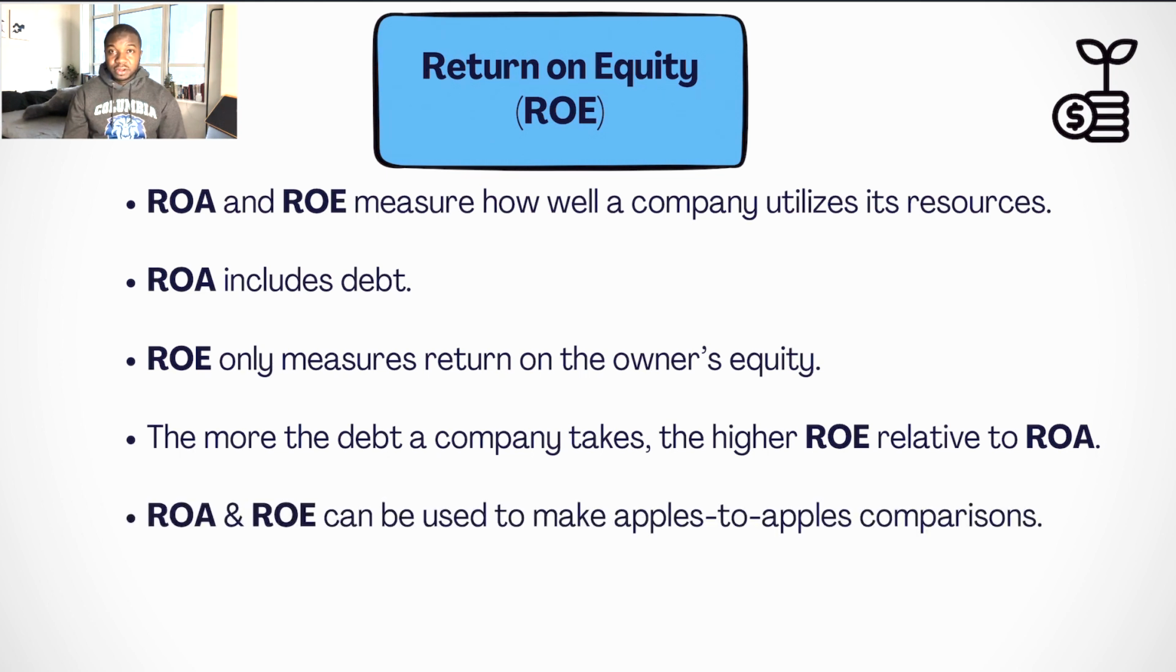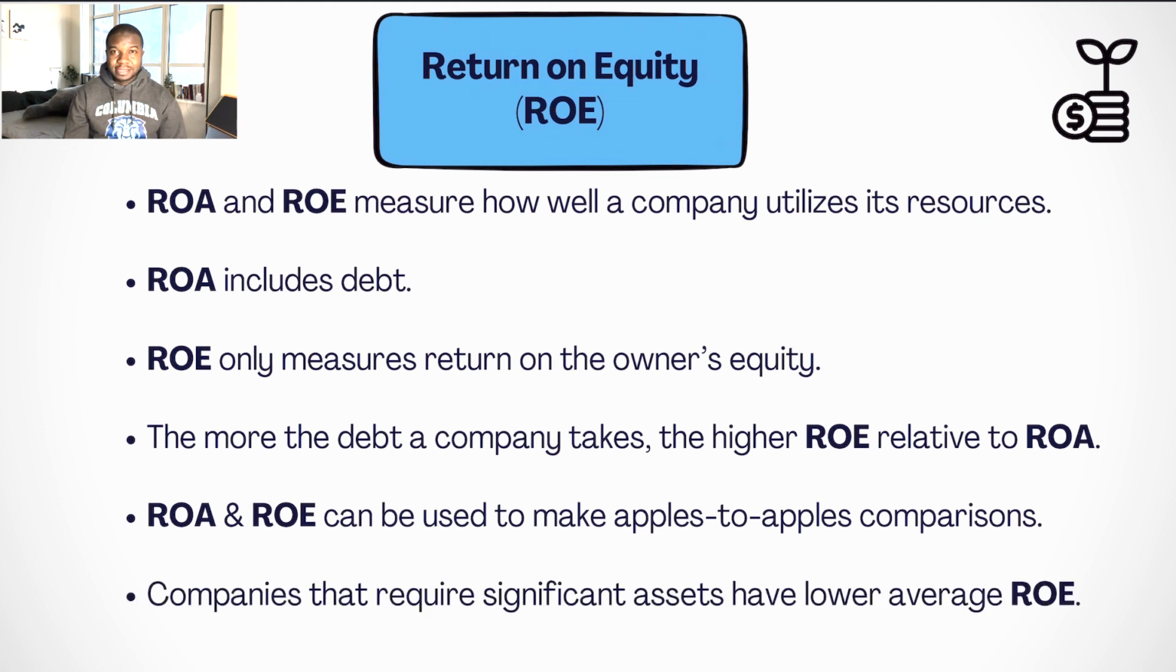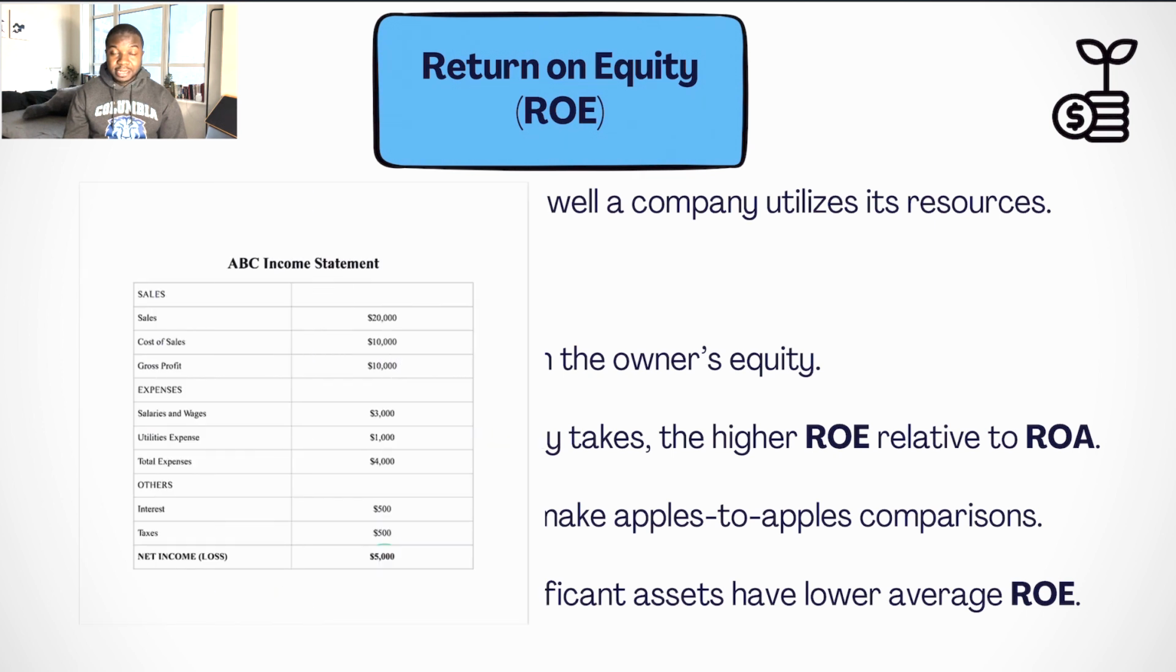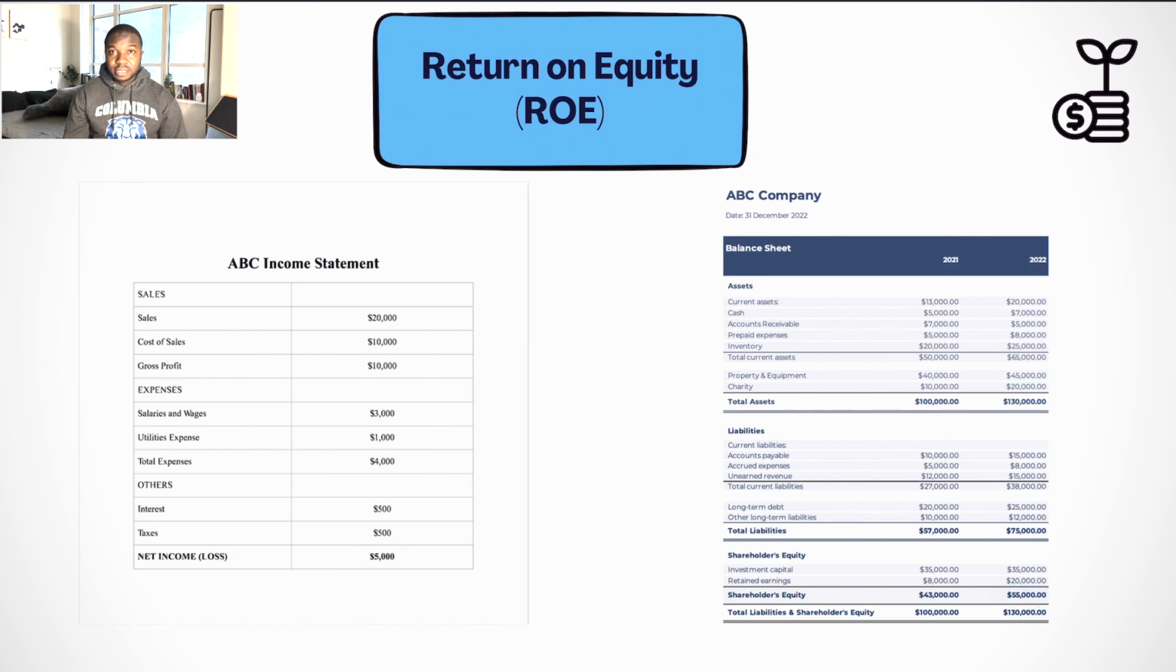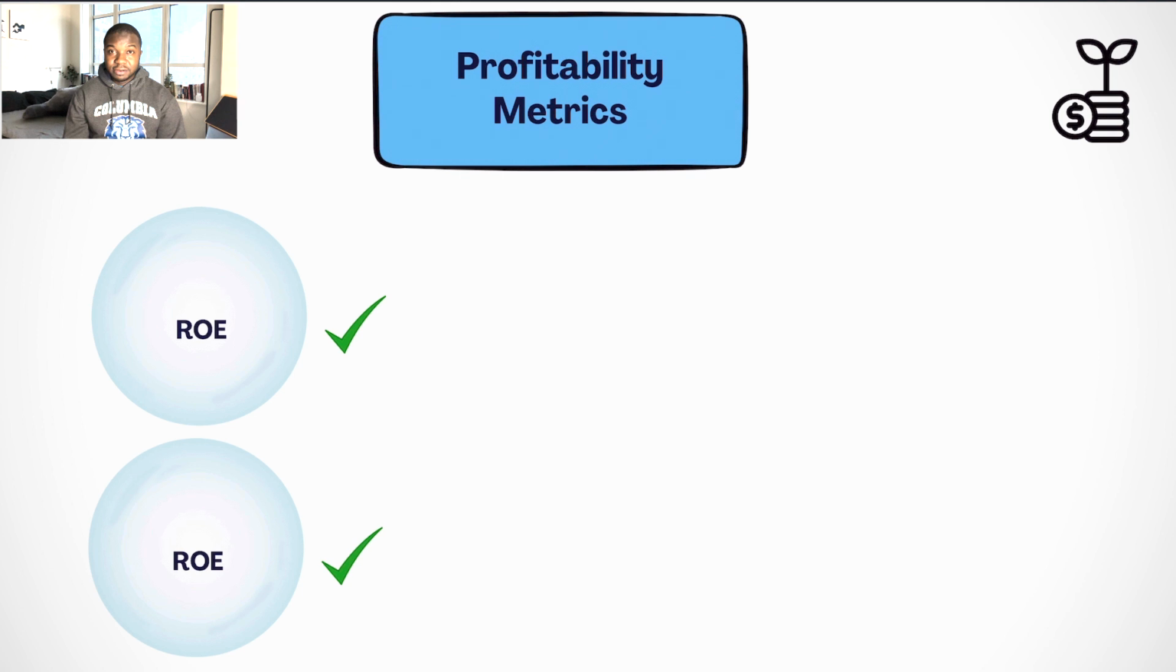Additionally, both return on assets and return on equity should be used to make apples-to-apples comparisons across companies in the same industry or sector. In both cases, industries which require significant assets will likely show a lower average return. Remember, net income can be found on the income statement, while total assets and shareholders' equity can be found on the balance sheet.